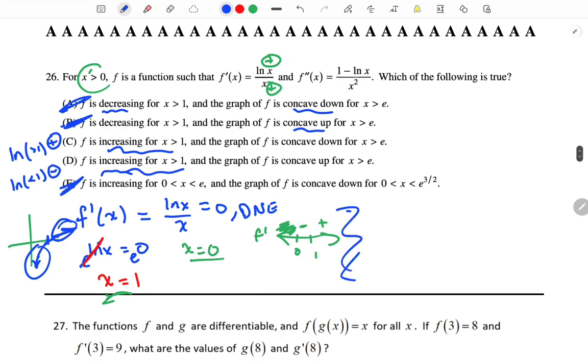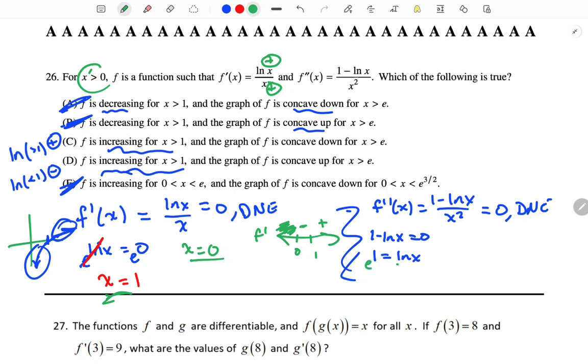Now for the concave up, concave down, we're going to take the second derivative of x, set that equal to 0 and DNE. We're doing 0 and DNE because we have a fraction. So 1 minus ln of x equals 0. That's 1 equals ln of x. We'll take e to both sides. That's going to give us x equals e. Then we can also do the bottom to 0. X squared equals 0, so x equals 0. So for concavity, our two critical points for f double prime are 0 and e.